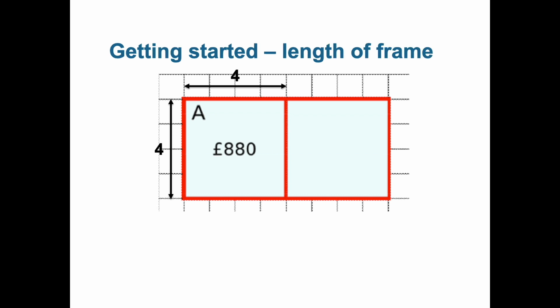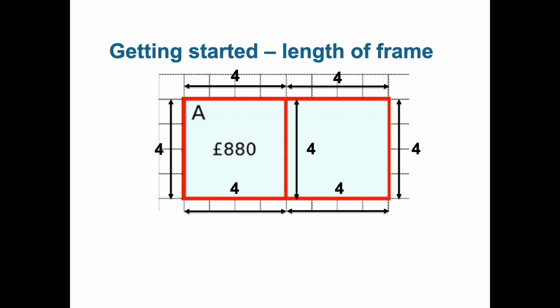If we have a look at the length of frame for window A as well, we can see that the frame is 4 units high, and on that left-hand window 4 units long, and we can follow this on around the window frame, another 4 there, it's 4 high again, and so on around the perimeter of the window, the outside edge. But of course this window has 2 panes, so it does have some framework inside as well. If we count those up, we can see we've actually got 7 lengths of 4, so the length of the frame for window A is 7 times 4, which equals 28 units.